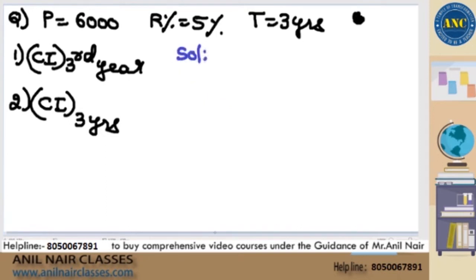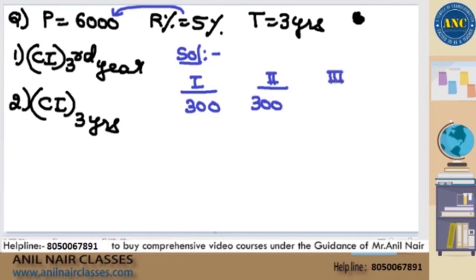Solution. Listen carefully. First, CI. First year SI and CI are same. 5% of 6,000, first year it is 300. Second year also 300. Third year also 300. CI is nothing but SI plus something. That something is interest on interest. First year 300, second year 300, third year 300.